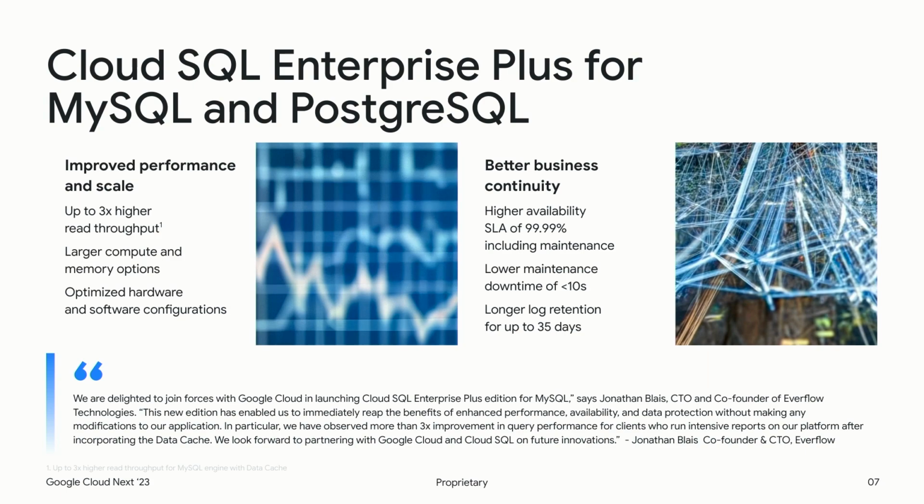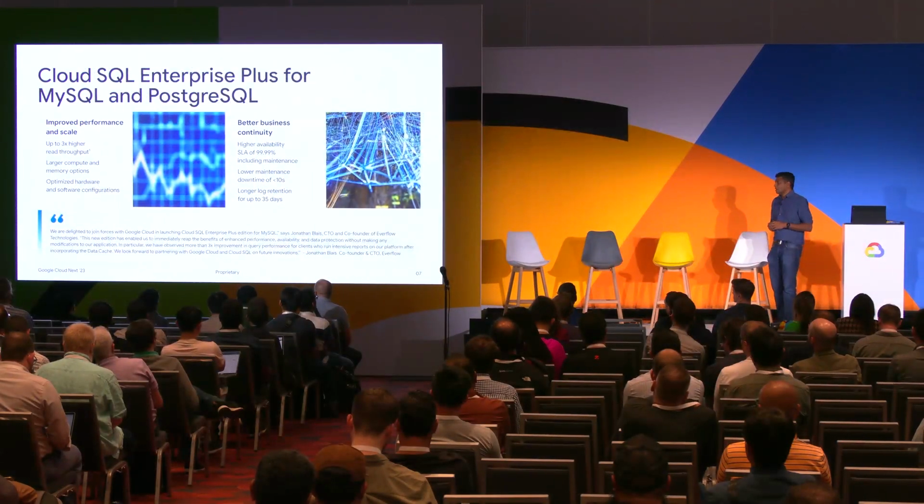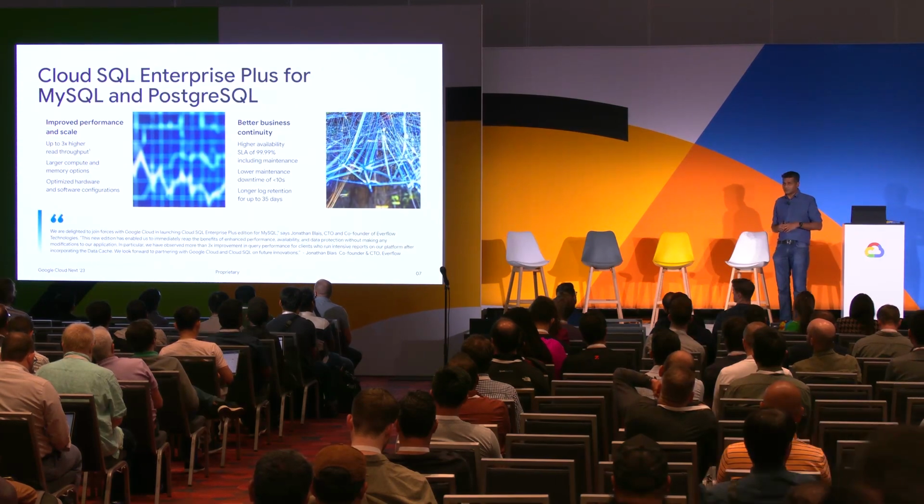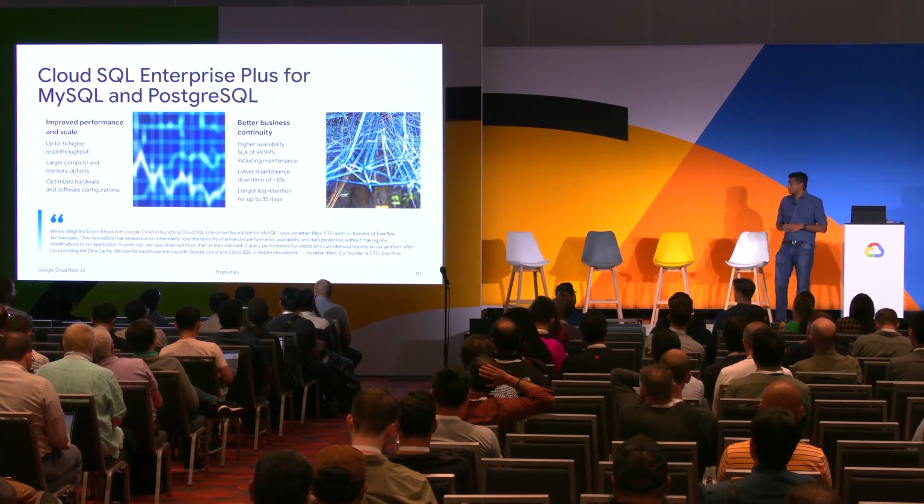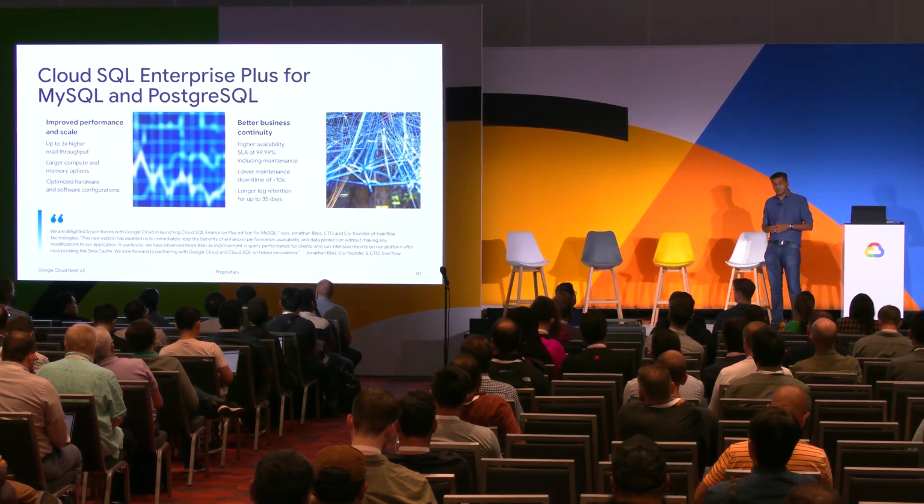And on the business continuity side, which is what Rahul is going to really deep dive into, just a couple of quick call-outs. With Enterprise Plus Edition, you get 4 nines of availability compared to 3.5 nines of SLA on Enterprise Edition. We have really worked hard to reduce planned downtime, and Rahul will be diving deep into that. And lastly, on the data protection side, we support up to 35 days of PITR retention.